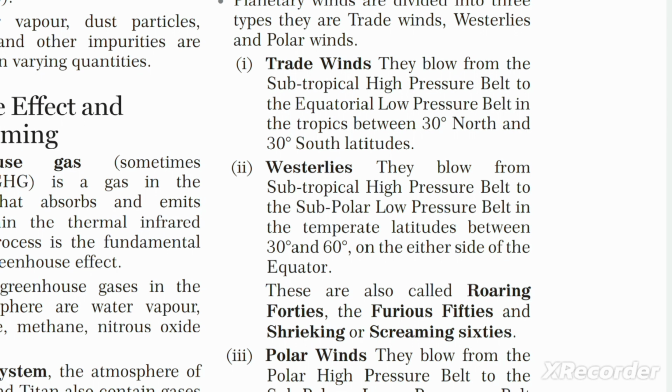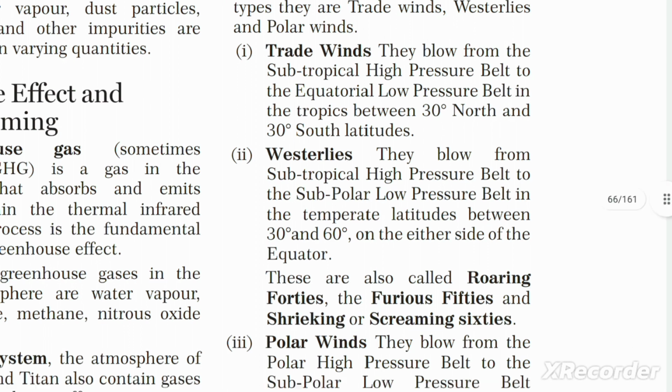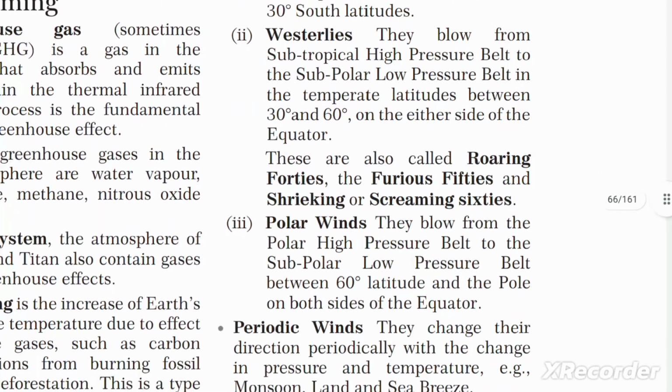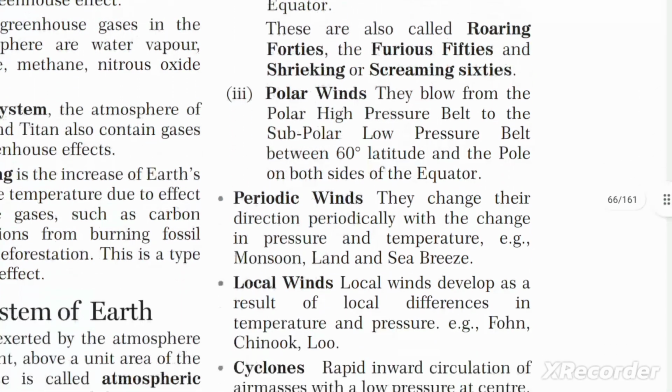Westerlies blow from the subtropical high pressure belt to the subpolar low pressure belt in the temperate latitudes between 30 degrees and 60 degrees on either side of the equator. These are also called roaring 40s, furious 50s, and shrieking or screaming 60s. Polar winds blow from the polar high pressure belt to the subpolar low pressure belt between 60 degrees latitude and the pole on both sides of the equator.